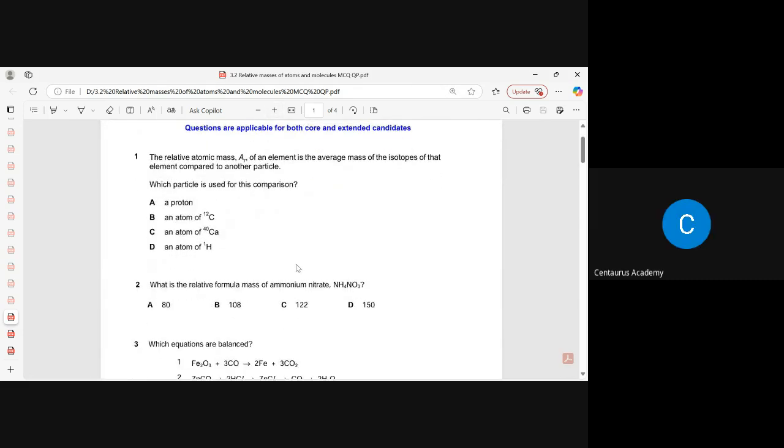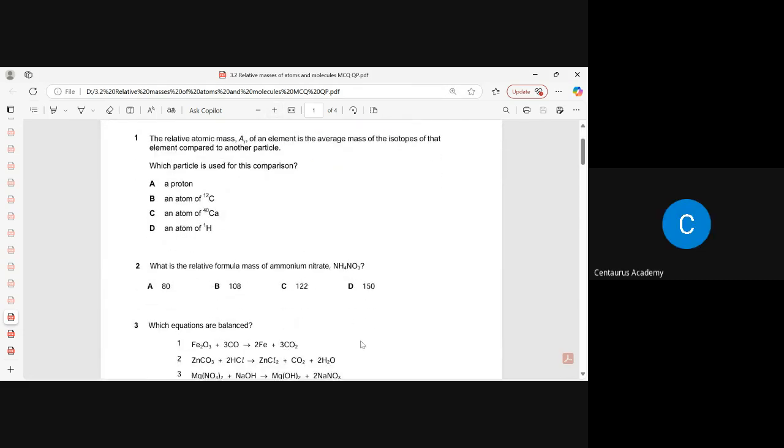Yes. Okay, let's do a few questions. This is related to yesterday's topic. The relative atomic mass of an element is the average mass of the isotopes of that element compared to another particle. Which particle is used for this comparison? You may write your answers in the chat box.